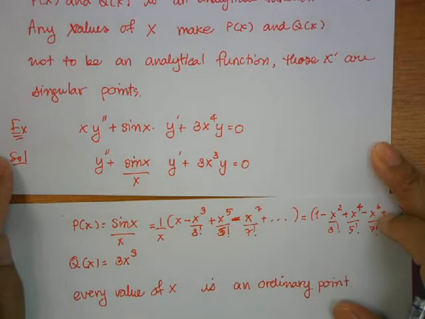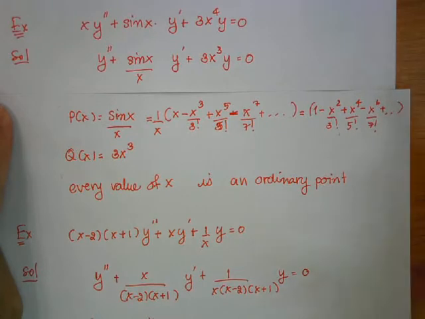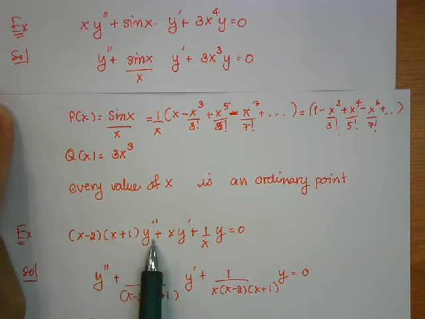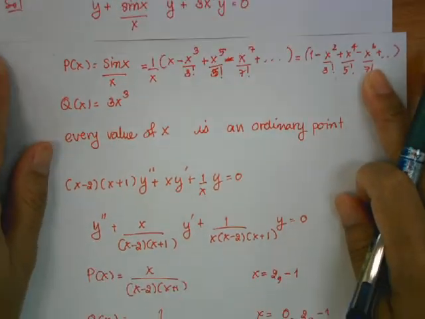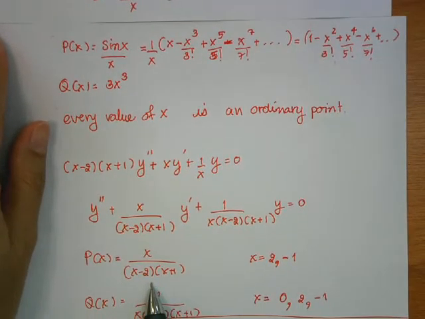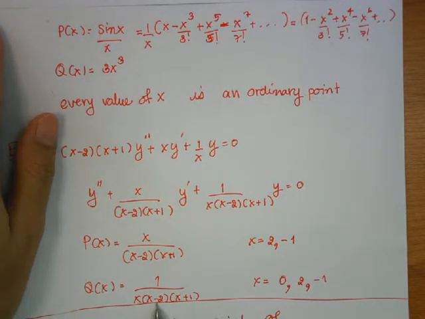Every value of x is an ordinary point. But if you take a look at another example, we have a differential equation like this. Now we want to consider which values of x are ordinary points and which are singular points. Again, we make the coefficient in front of the second derivative become 1, and then we get p(x) equal to x divided by 2x, x minus 2 times x plus 1, and q(x) equal to x times x minus 2 times x plus 1.